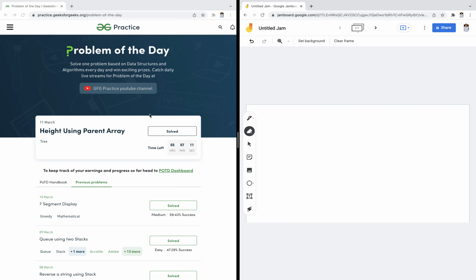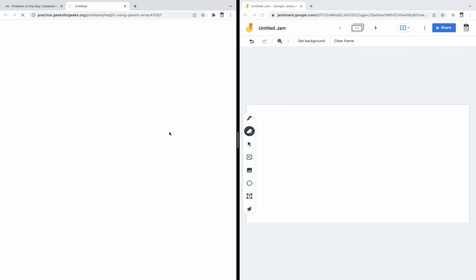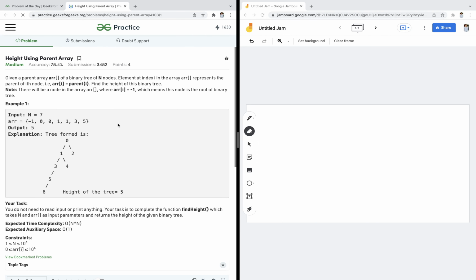So today we are going to solve the problem of the day at Geeksforgeeks. So it's 11 March. Let's start with the problem. Today's problem is height using parent array. Given a parent array of a binary tree, which means a tree which can have a maximum of 2 nodes and a minimum of 0.